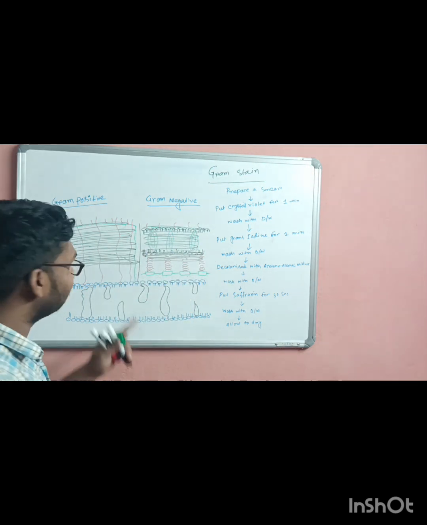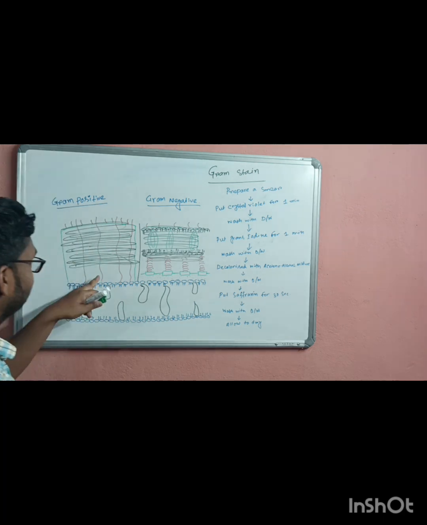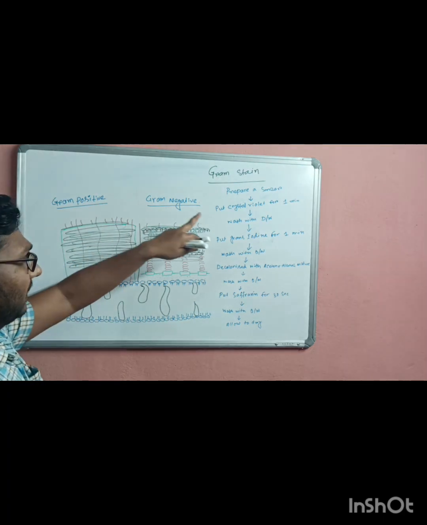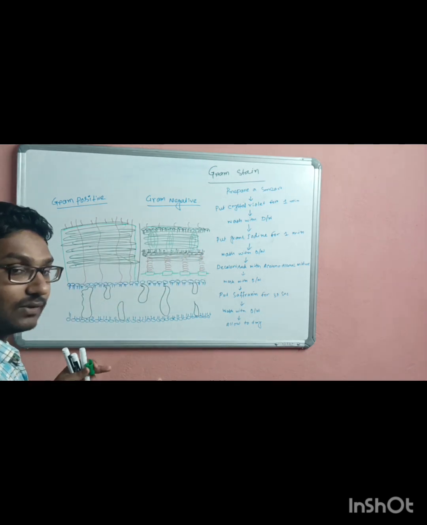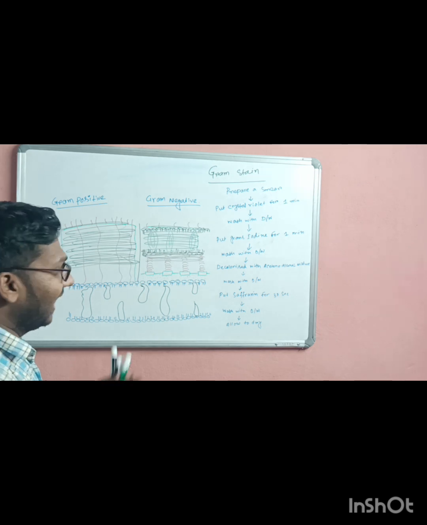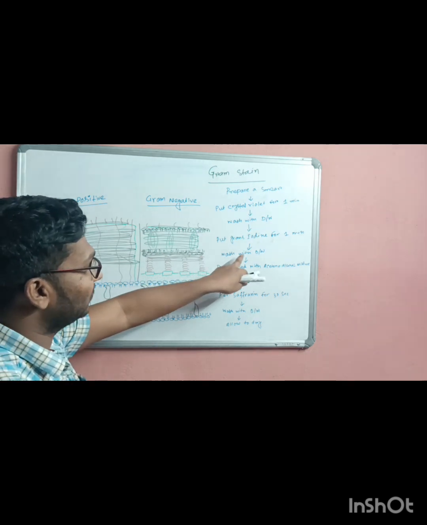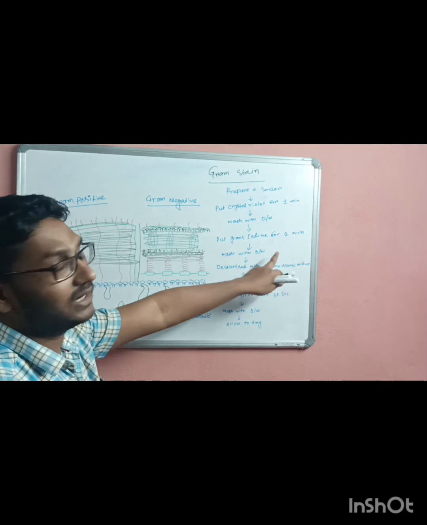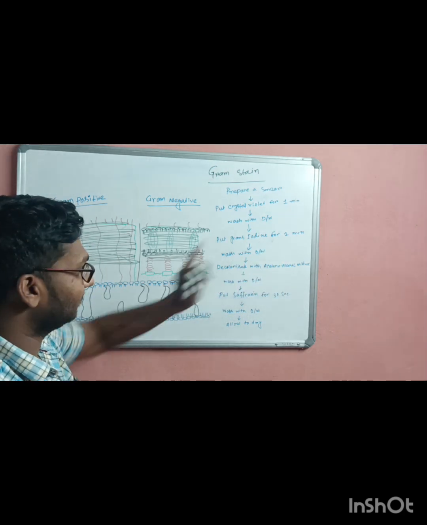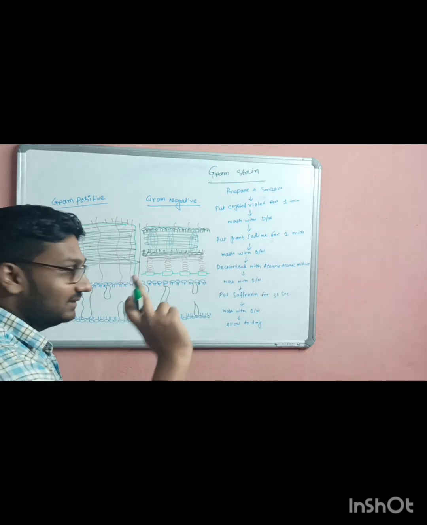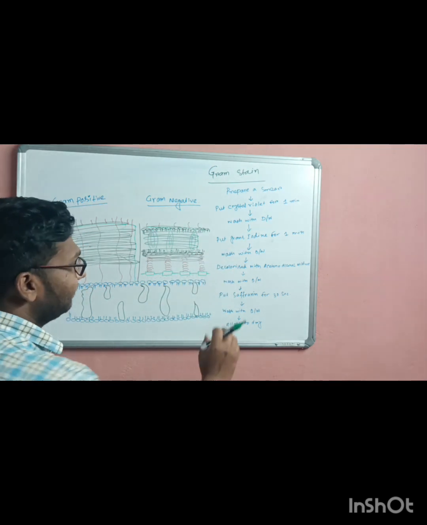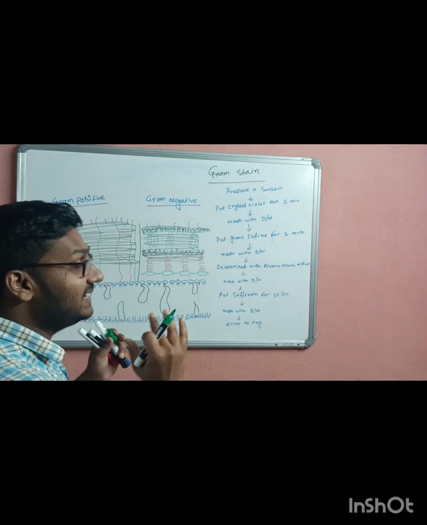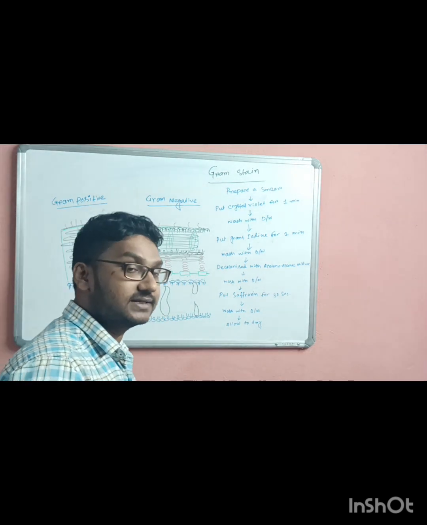The thing is that crystal violet and gram's iodine are both combined together. After that we wash with distilled water or tap water. This is the second step. What is the third step? The third step is decolorization. It is a very important step.